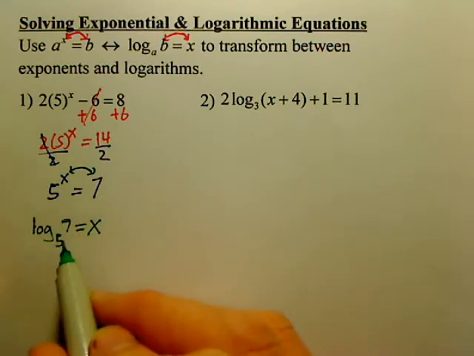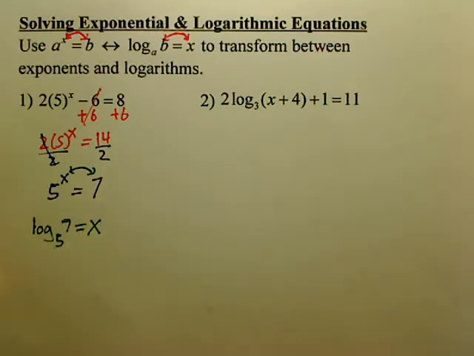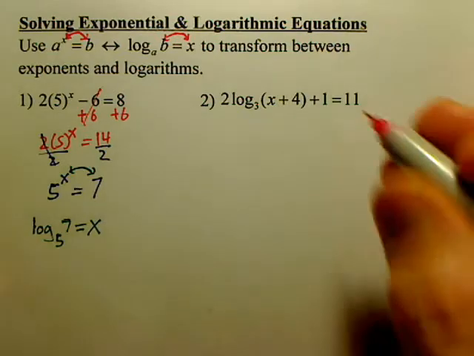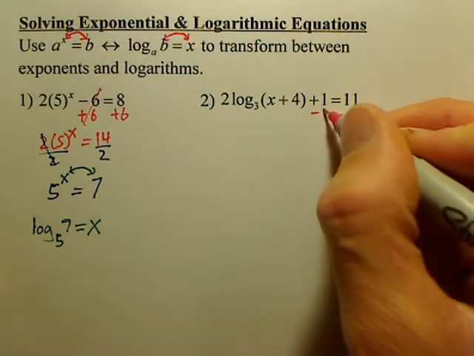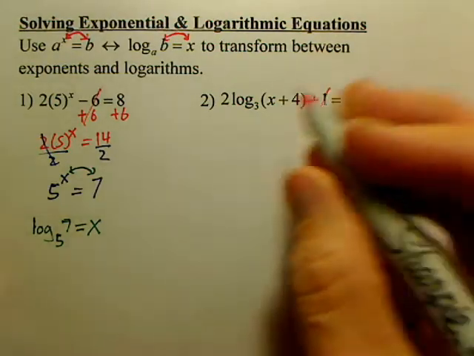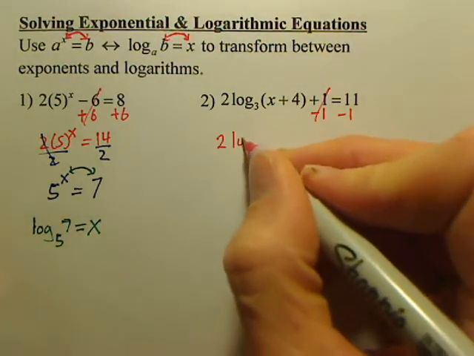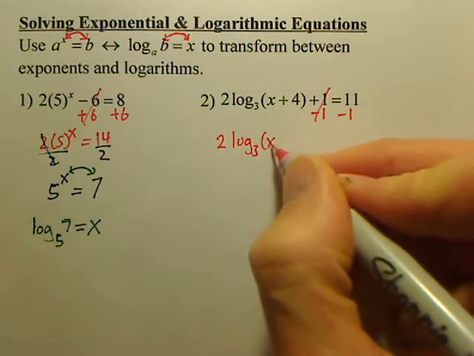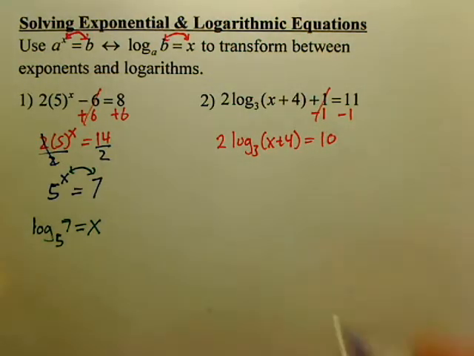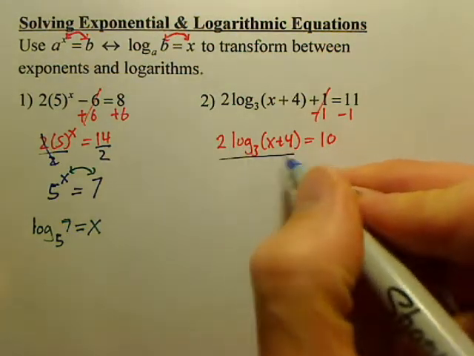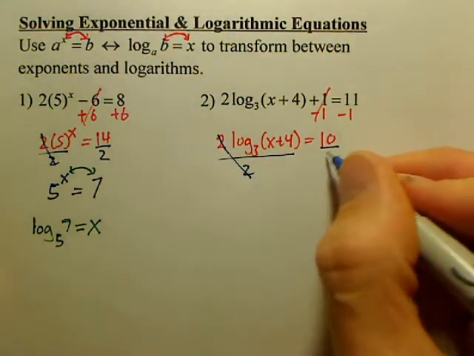Again, it is a decimal that you could go farther and find. Okay, now right here we have to get the log by itself. So like before, we have to just do simple algebra. So we have 2 log base 3 of x plus 4 equals 10. Get the 2 off, so I divide by 2, gone.